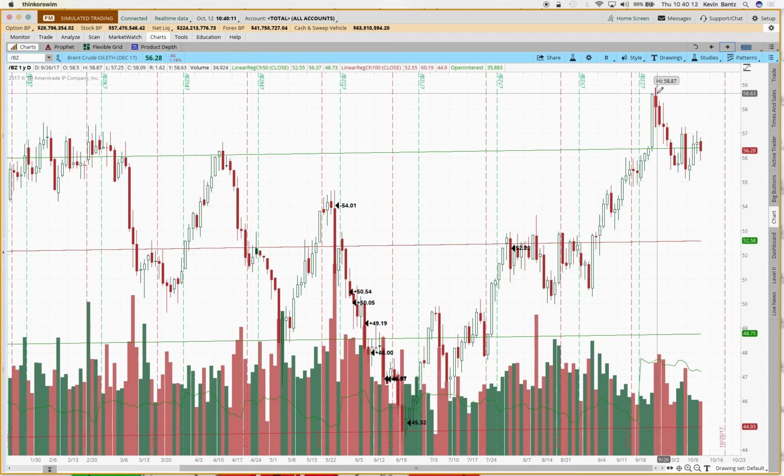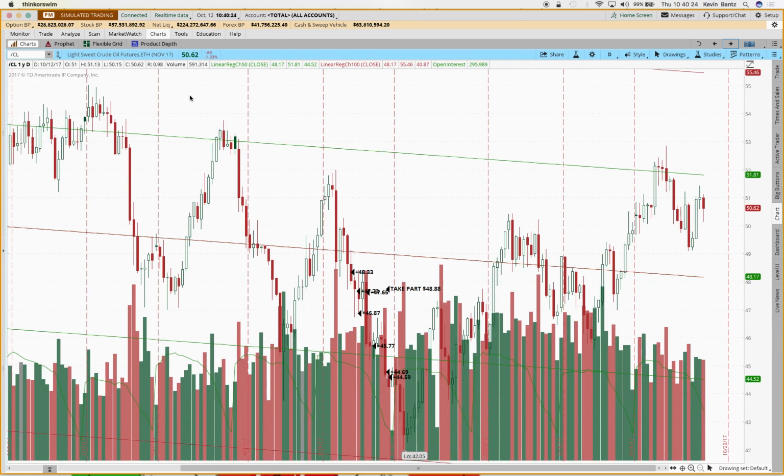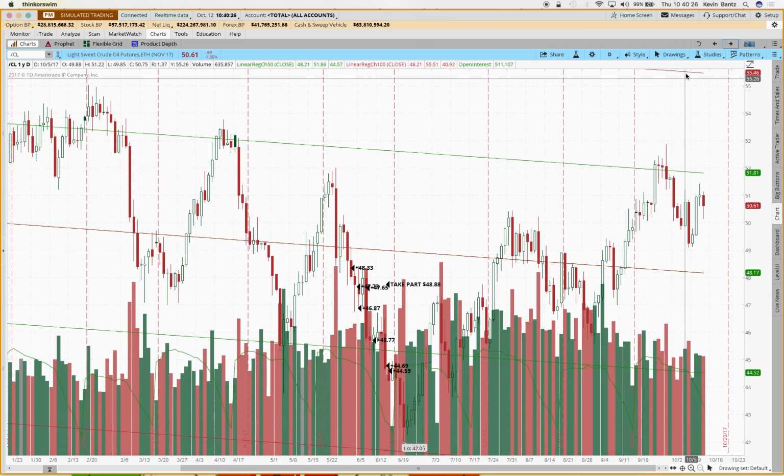And up in here, they really had to cap oil here because there's nothing once it clears. Oh, this is Brent. What about the next one? That one looks like a bear flag. All right, crude here, take part. All right, once it clears 54, there's nothing but air up to 62 and then 78. Take part 48.